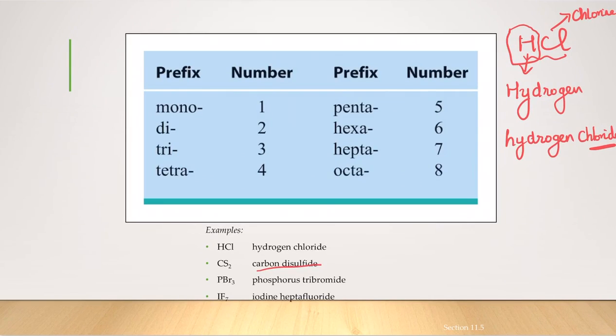Okay, and we'll take this example, CS2. How do we name this?